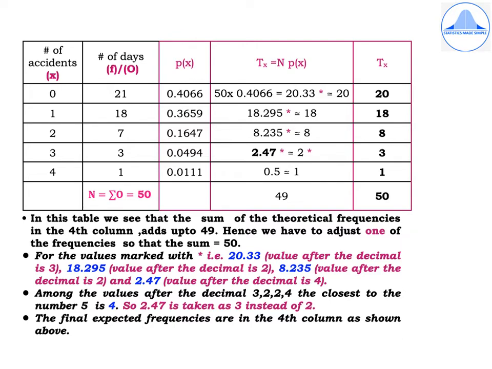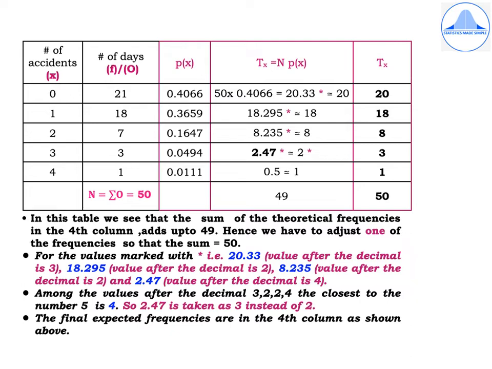So when we add 20, 18, 8, 2 and 1, we get the total as 49. But we should get the sum of the theoretical frequencies as 50. So now in this table we see that the sum of the theoretical frequencies in the fourth column adds up to 49. Hence we have to adjust one of the frequencies so that the sum is 50.